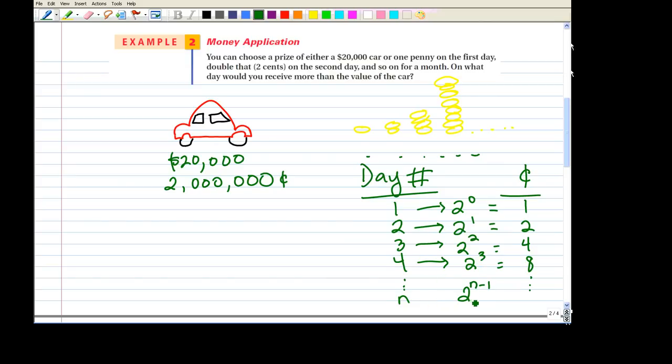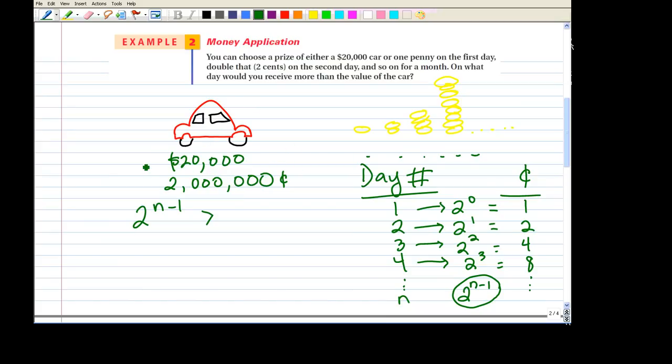So what I'm looking for is on what day, because if I know when this amount is greater than the value of the car, then I can figure out on what day that is. So I'm trying to figure out on what day the amount of money that I get will be greater than the number of pennies equal to the worth of my car.